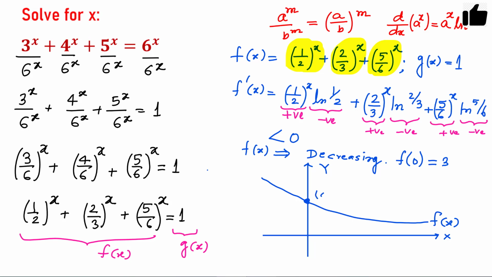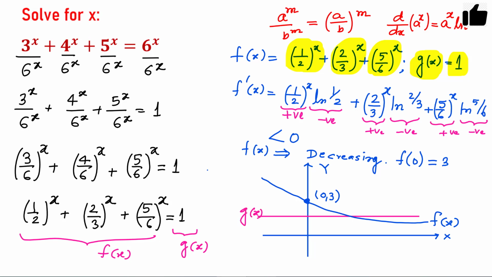And this point will be (0, 3). Now let us plot another function, that is g(x). g(x) is equal to 1. So how will you plot? This is a constant function and you will have something like this. So this is my g(x).